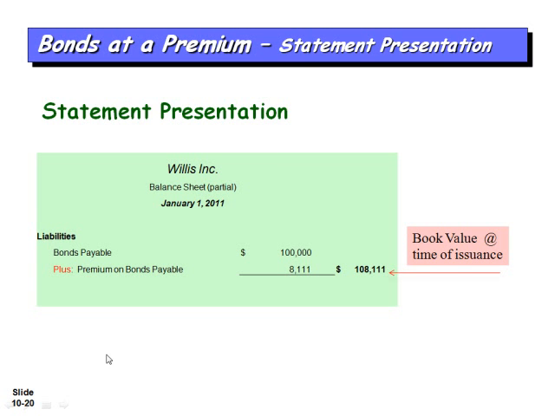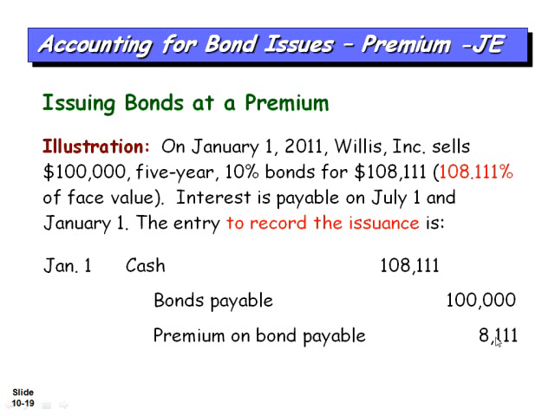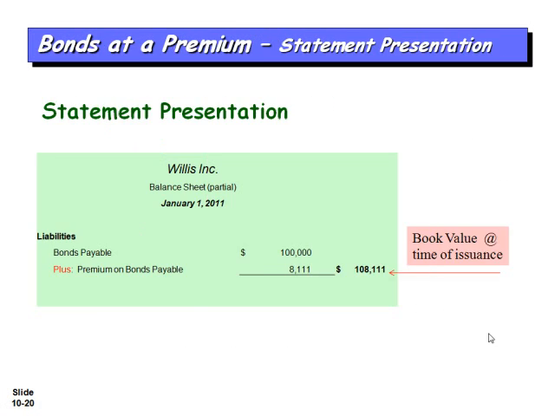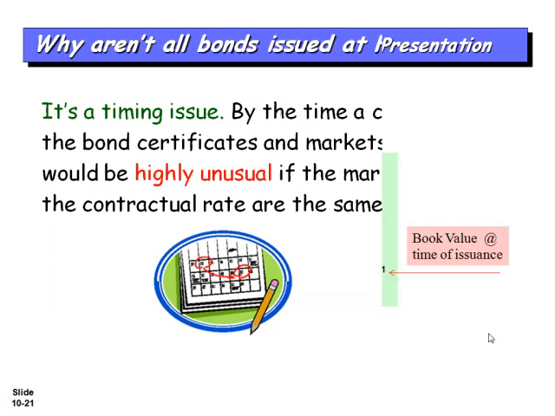Now note in the last example we deducted the discount. In this example we add the premium. So the normal balance for premiums, as you can see in that slide, is a credit balance. The normal balance for discounts is a debit. The normal balance for bonds payable is a credit. So in this example, you have 2 credits, which increases the balance.